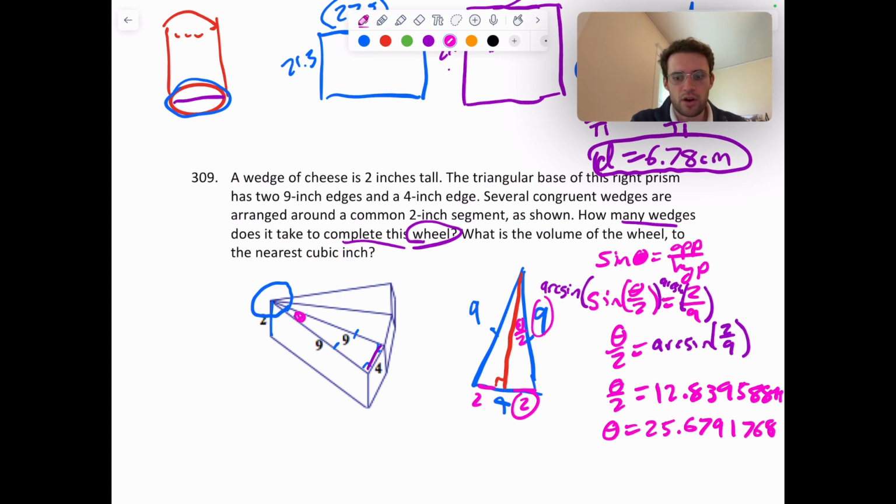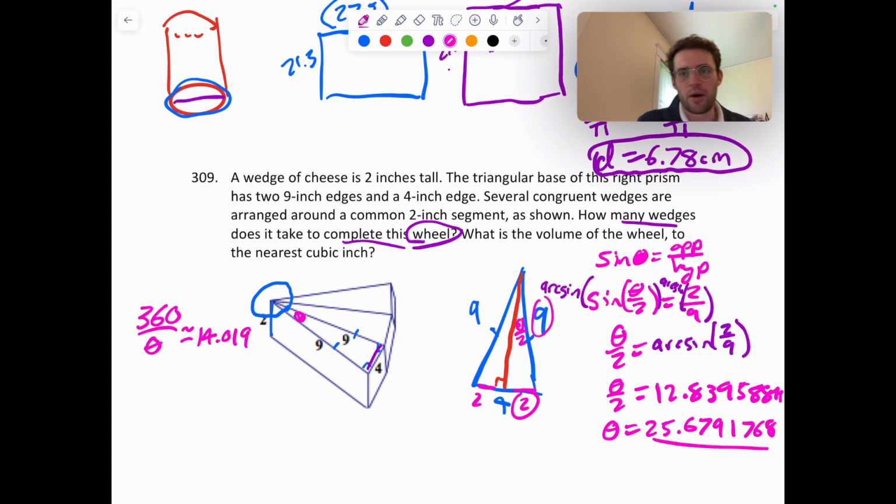If I want to figure out what theta is, I'll multiply my theta over 2 by 2, which gives me 25.679176. All right, so we want to figure out how many of these would fit into 360 degrees, because that's our theta. So I will do 360 divided by theta, and in this case, I'm just going to store my theta in the calculator. So I'm pushing store A. So now whenever I use A, that's going to plug in this value of theta, not rounded. So I can do 360 divided by, and then I'll just click memvar A, and it gives me 14.019.